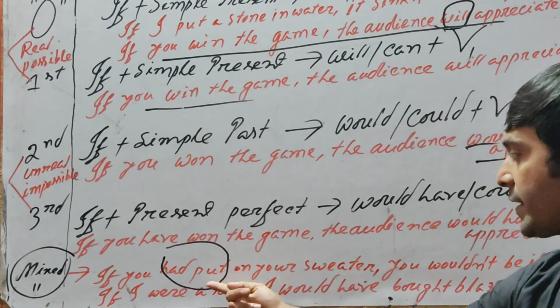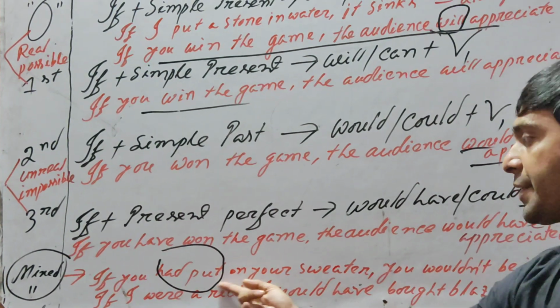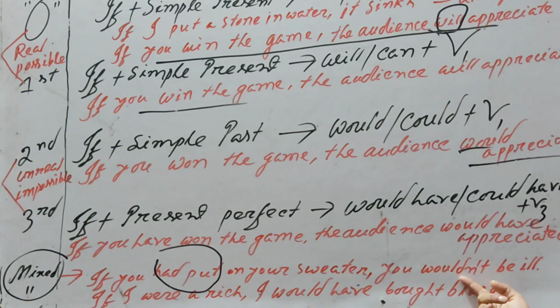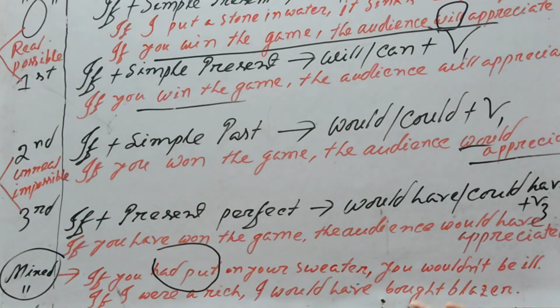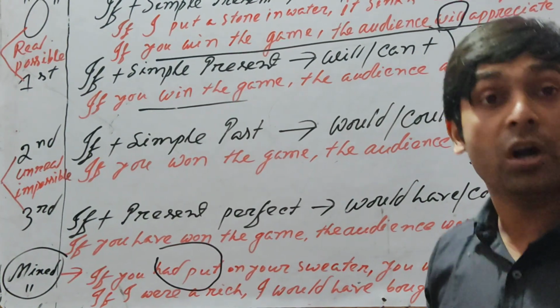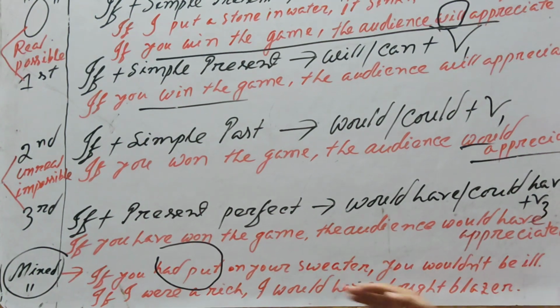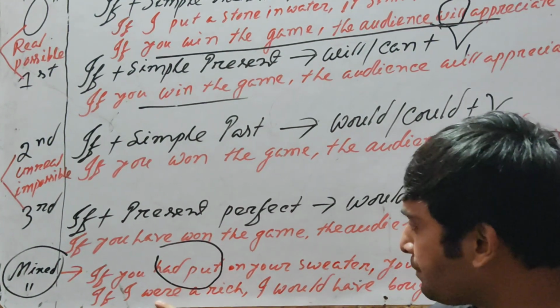There is no sequence. Had plus past participle, that is called past perfect. There is another one that is called would or could. That is also called modal auxiliary verb. However, that doesn't follow the sequences. Next one.